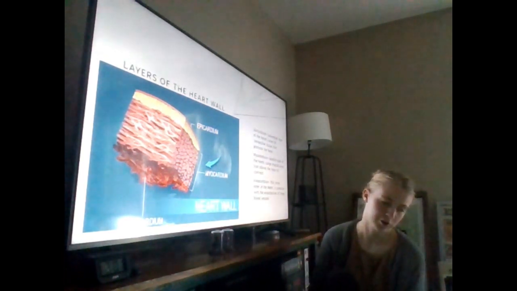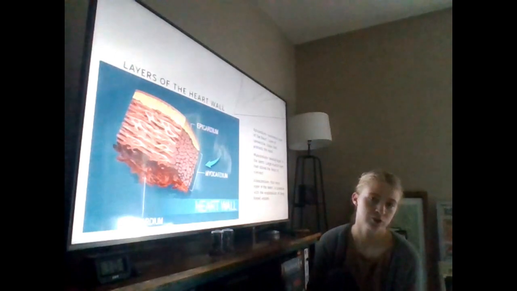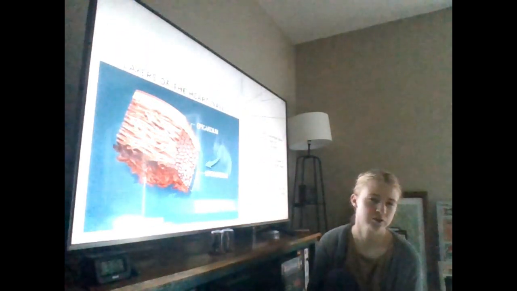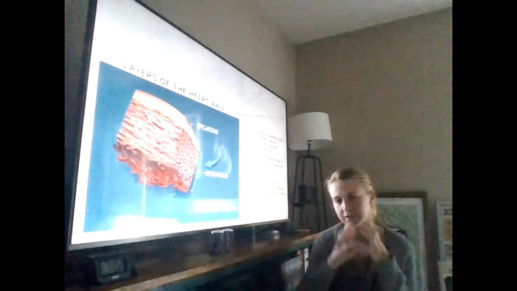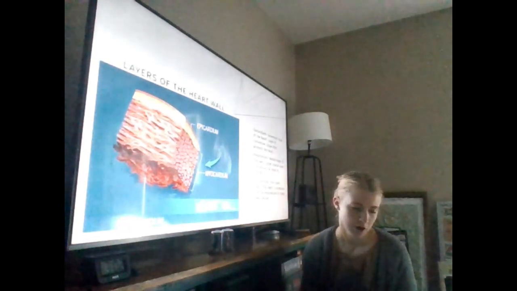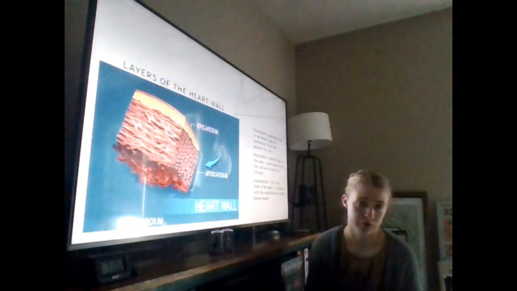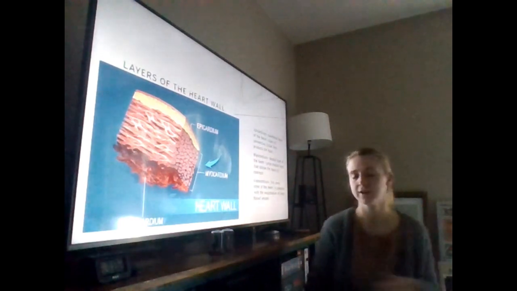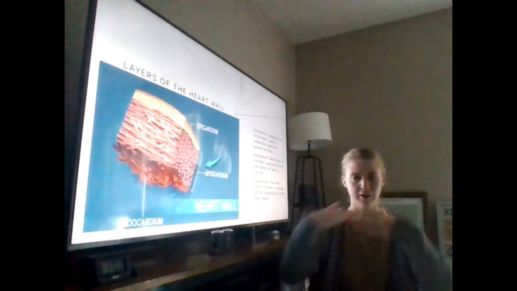So your epicardium is the outermost layer of the heart. It's made primarily of connective tissue, and it is attached to a degree to your pericardium, which is the sac that your heart lives in, in your thoracic cavity. So its main function is to prevent friction damage to your heart. So your heart's beating all the time, 365, 7 days a week, the entire time you're alive.